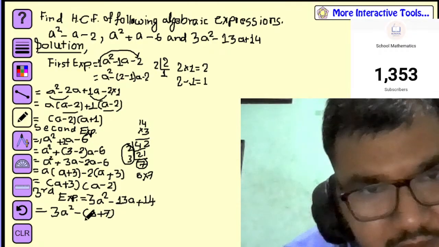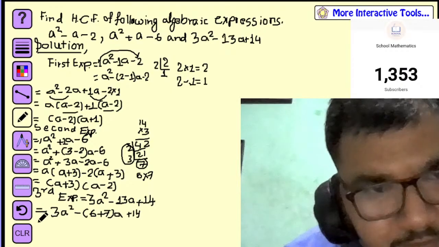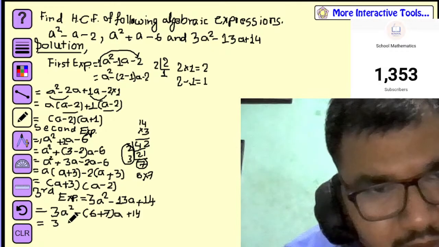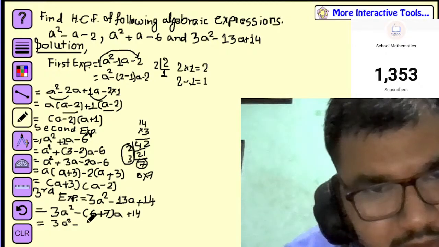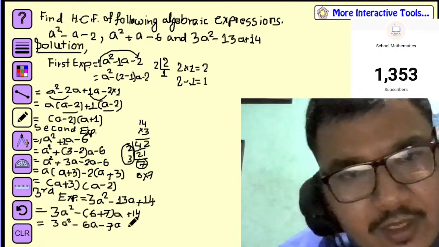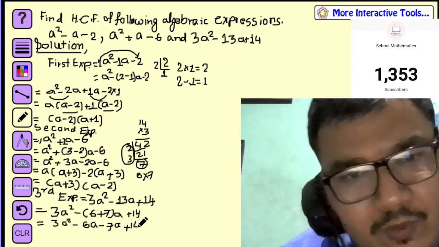6 plus 7 is 13, and 6 times 7 is 42. Now write a, and last there is 14. Now remove the bracket, and it will come like this: 3a square, minus 6a when you remove the bracket, and here minus 7a, and then 14. Now four terms have come.